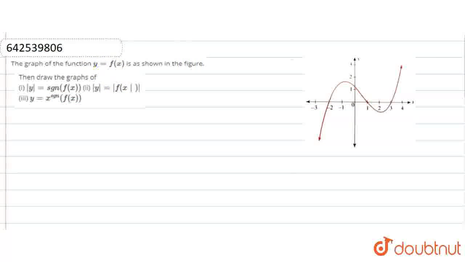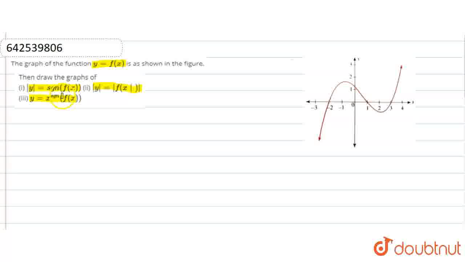Hello students, so today our question is, if y is equal to f of x, and this graph is somewhat like this, then we have to draw the graph of mod y is equal to signum of f of x, and then mod y is equal to mod f of x, and y is equal to x raised to the signum of f of x.